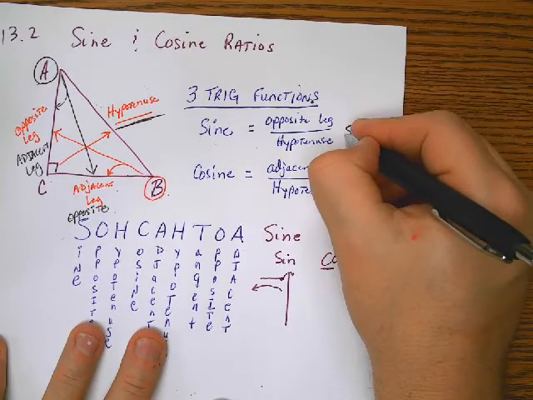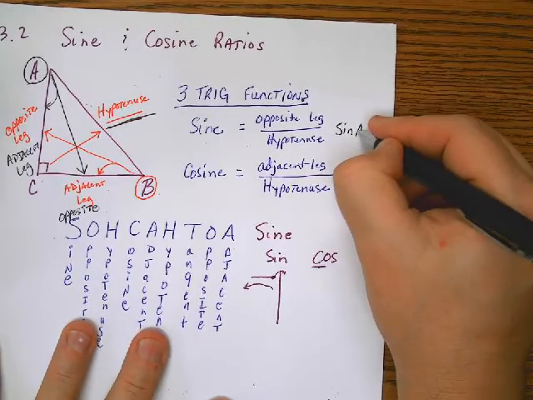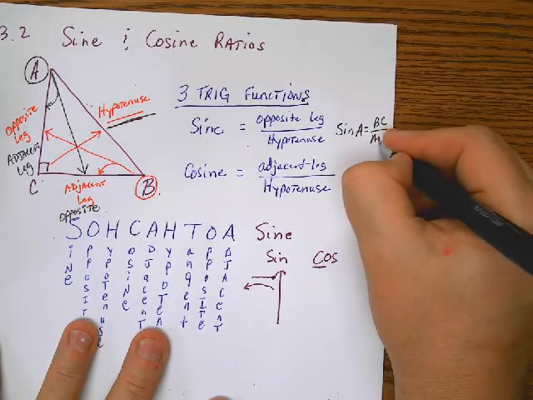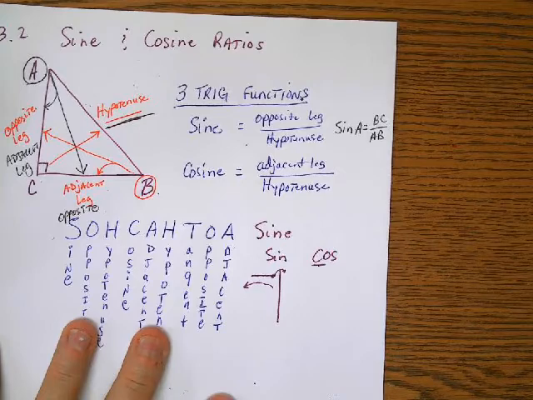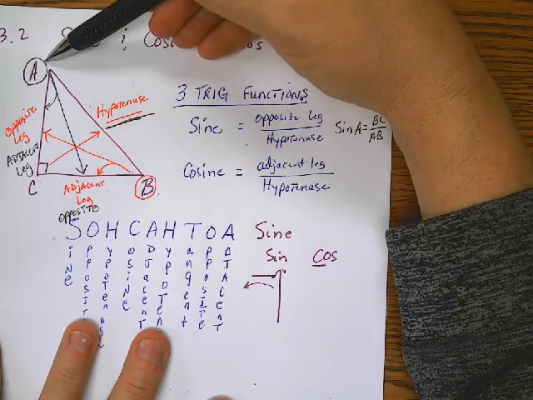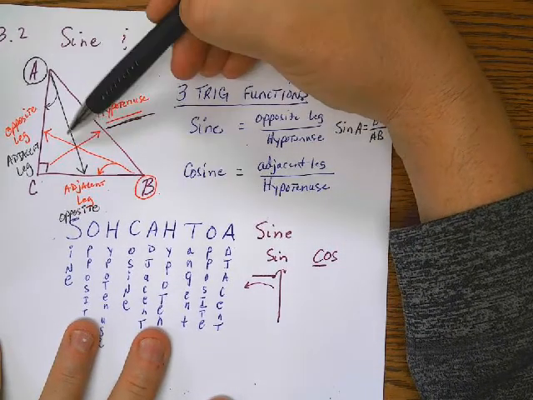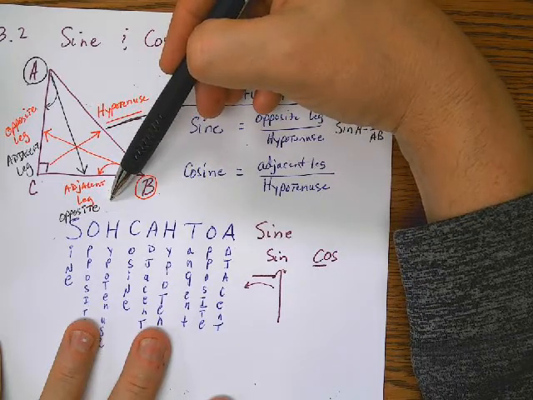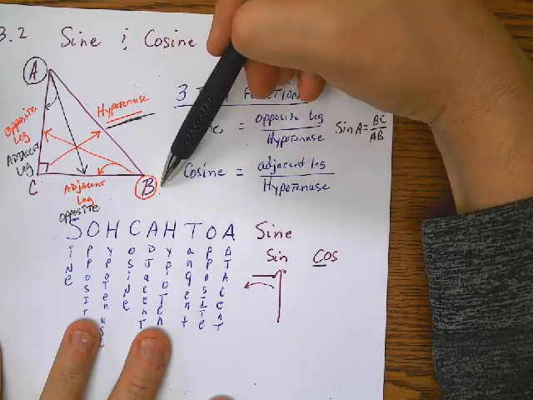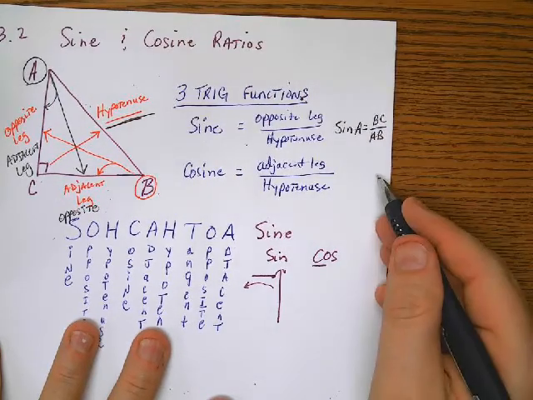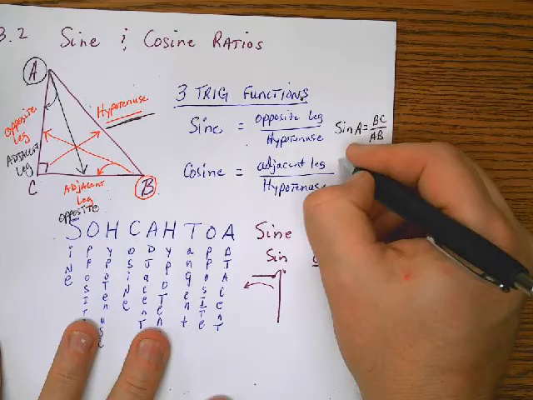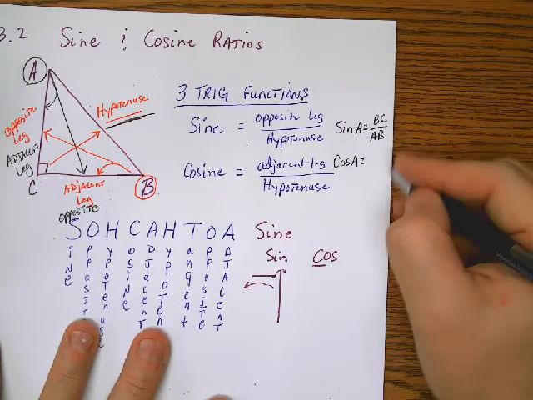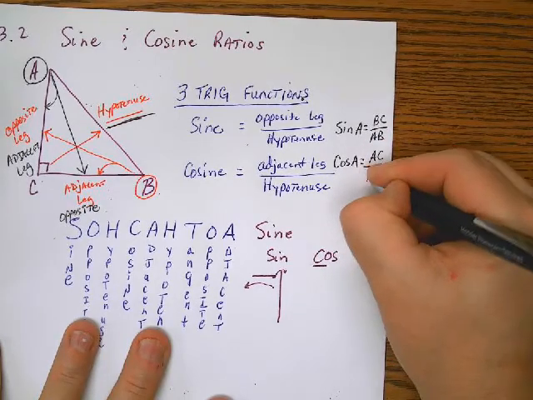All right, so the sine of A is BC over AB. Look at that carefully. The sine of A, here's angle A, is opposite over hypotenuse: BC over the hypotenuse, AB. Okay. What about the cosine of A? Well, that would be AC over AB.